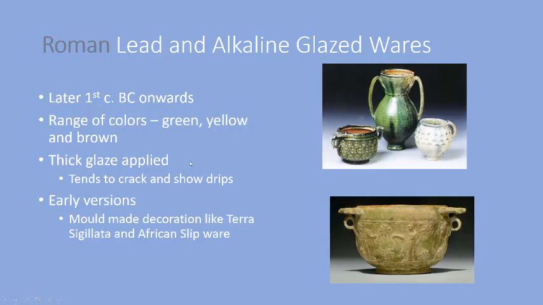Romans also made things out of lead and alkaline glazed wares, which are a little bit different than the things they made from pottery. They were colorful and they had sort of relief on them.